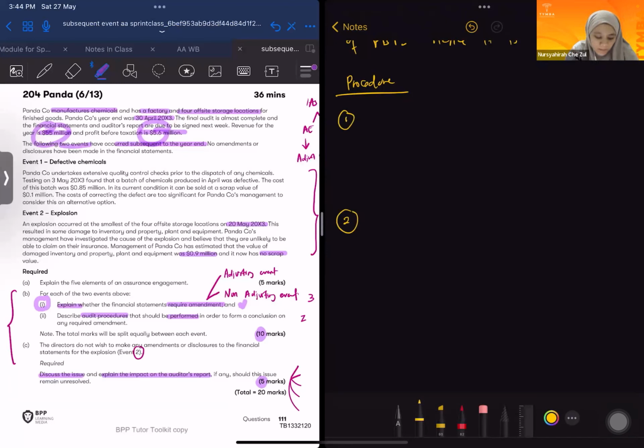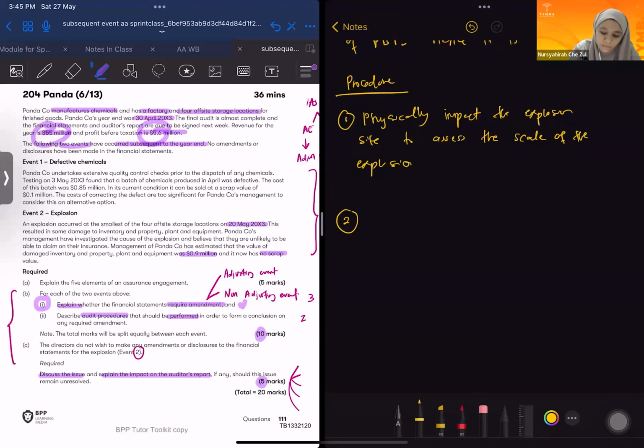Now, the explosion happened, right? I think you can physically inspect. So this one, you can bring in your logic and your common sense. There's an explosion at your client's premises, so you can perform a physical inspection to understand the scale, like how big and how serious the explosion is, because you want to assess the reasonableness of that 0.9 million. So physically inspect the explosion site, assess the scale of the explosion, and assess if the 0.9 million loss is reasonable.